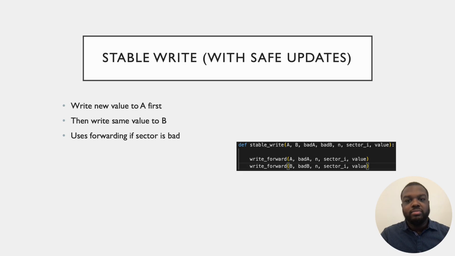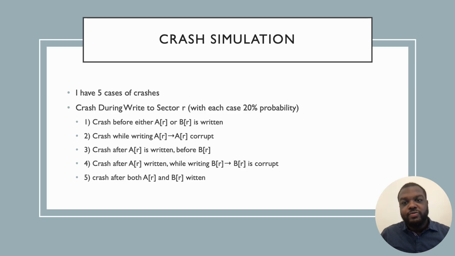Now I'll explain the crash simulation, which covers the five possible ways a crash can interrupt the write. The crash function chooses a random sector R and simulates a crash while safely writing a new value. The project breaks this into five equally likely cases, from crashing before any write occurs to crashing after both are completed. The purpose is to test whether the recovery procedure can restore consistency regardless of when the crash happens.